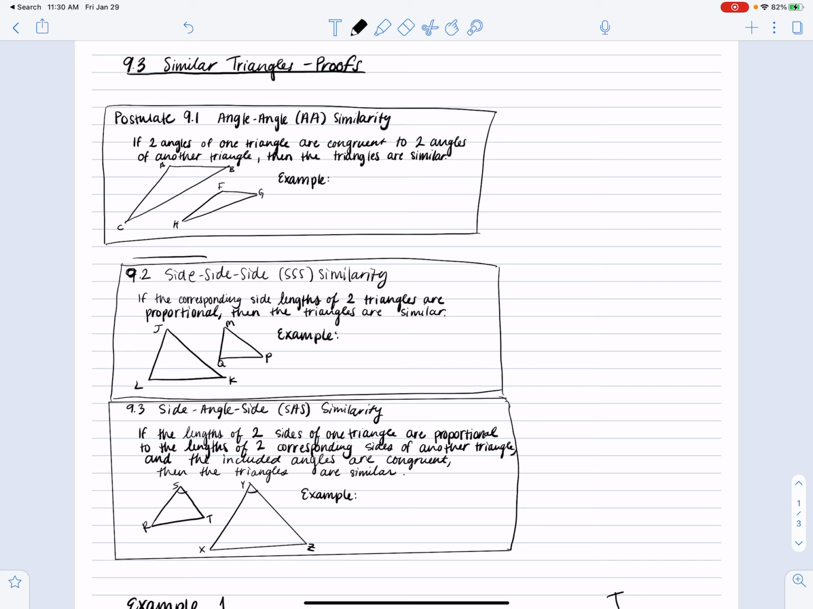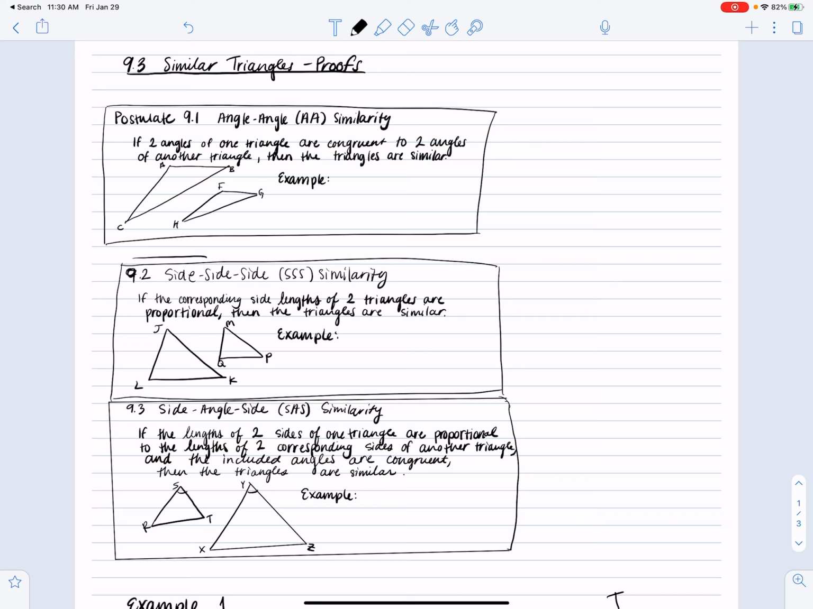Okay, so angle similarity: if you've got two angles in one triangle that are congruent to two angles in another triangle, then the triangles are similar. Remember, similar is just same shape, not the same size. And then if you have three sides, this is the side similarity theorem. If you've got three side lengths of one triangle proportional to the three side lengths of another triangle, remember they over each other make the same fraction, then they'll be similar.